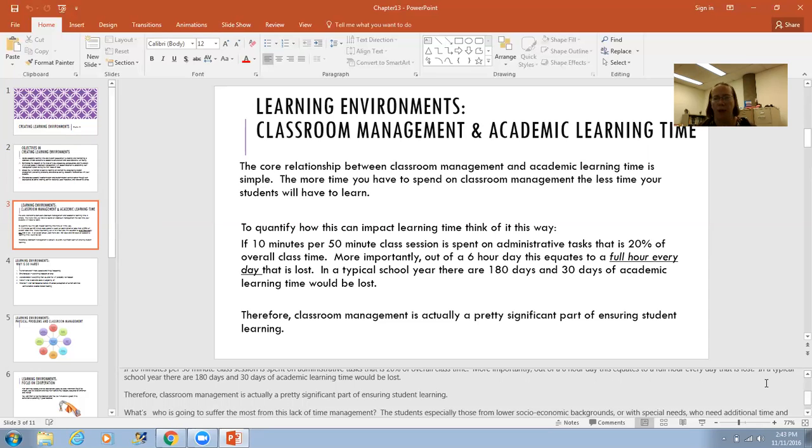All of that could be things like handing out homework, handing out assignments, taking roll call, having students change desk arrangement. All of those kinds of things really add up. So those are administrative tasks, and then you have times when students act out and misbehave, and all of that takes away from the time spent on learning. So therefore, classroom management is actually a pretty significant part of ensuring student learning.